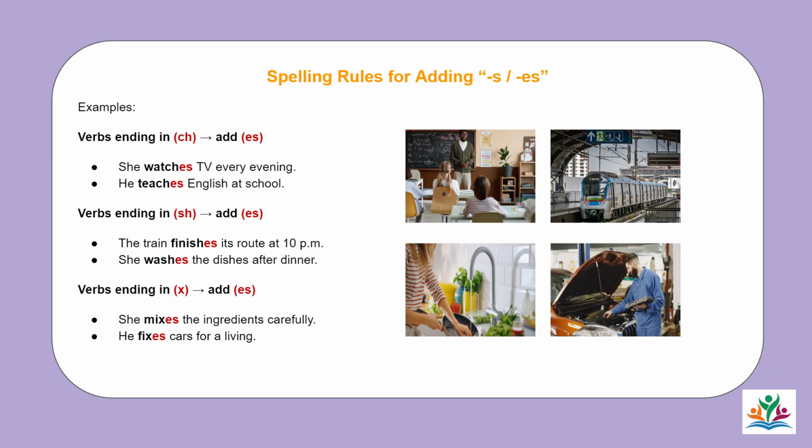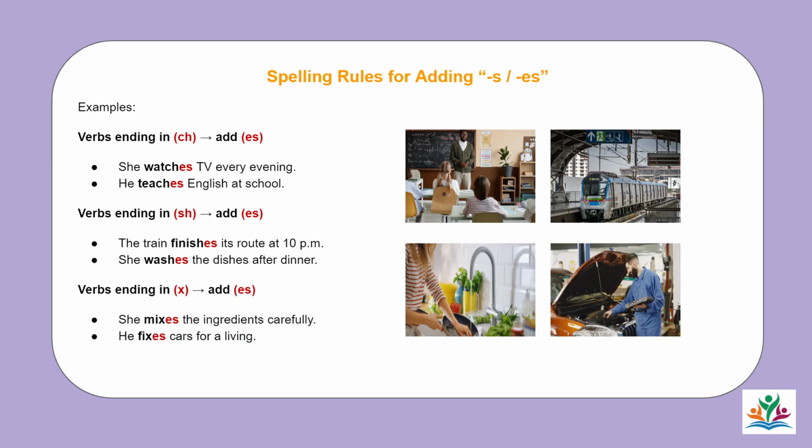Some verbs also ending in sh. Also, we need to add an es for the subject he, she, and it. The train finishes its route at 10 p.m. So basically here we're talking about it, the train, finishes its route at 10 p.m. She washes the dishes after dinner. Basically, we have the subject she, so we need to add an es at the end of the verb, of course, because the verb here ends with an sh.